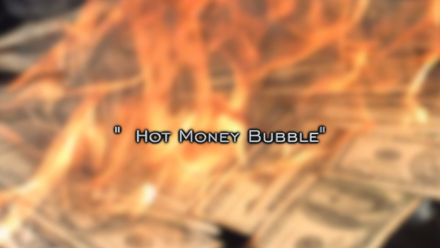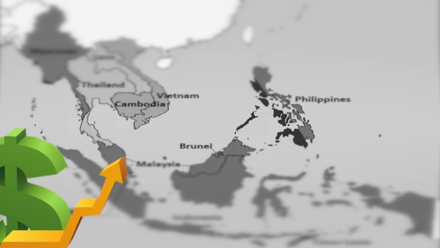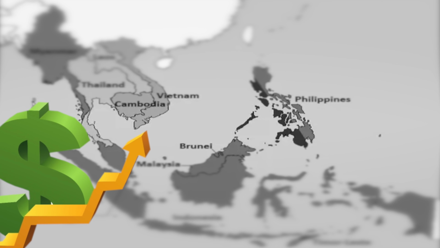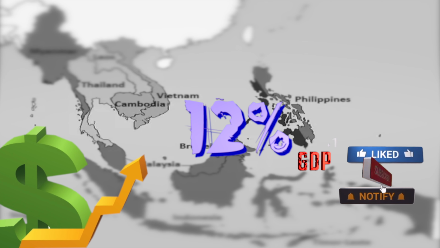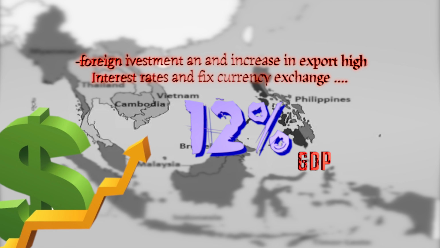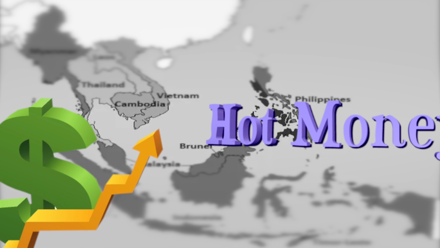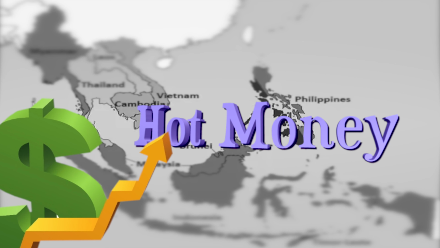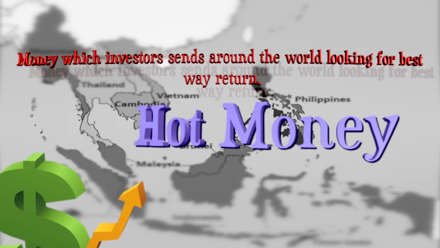Many consider that a major contributing factor was the collapse of the so-called hot money bubble. In the 10 years before the crisis, many Southeast Asian countries were able to achieve an increase of up to 12% in their GDP. This economic boost was due to foreign investment and an increase in exports. High interest rates and fixed currency exchange pegging the currency to the US dollar were implemented to attract hot money, which is money that investors send around the world looking for the best rate of return.